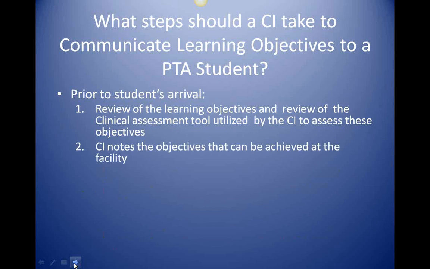We do know that facility resources vary. Some facilities have the ability to do wound care. Some facilities don't have the ability to do wound care. Some facilities may be treating only a certain patient population, which may limit some of the objectives that are available for the student to achieve. And so the CI should probably sit down and highlight the ones in the syllabus which the student will be very likely to achieve, so that when the student comes, they're heading in that direction of what can I do here versus what can I not do here.